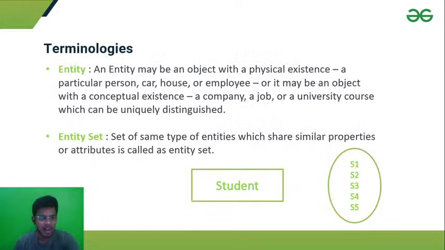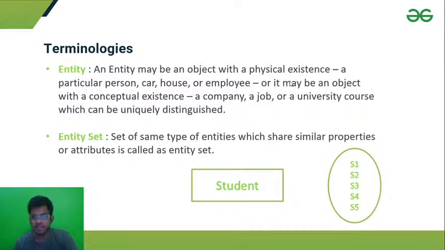So let's start. What is an entity, and what are entity sets? These are the terminologies we are talking about. An entity is nothing but an object with a physical existence, like a particular person, a car, a house, an employee, or an object with conceptual existence, like a company, a job, or a university course, which can be uniquely distinguished. I would like to highlight that the entity should be uniquely distinguished from all others.